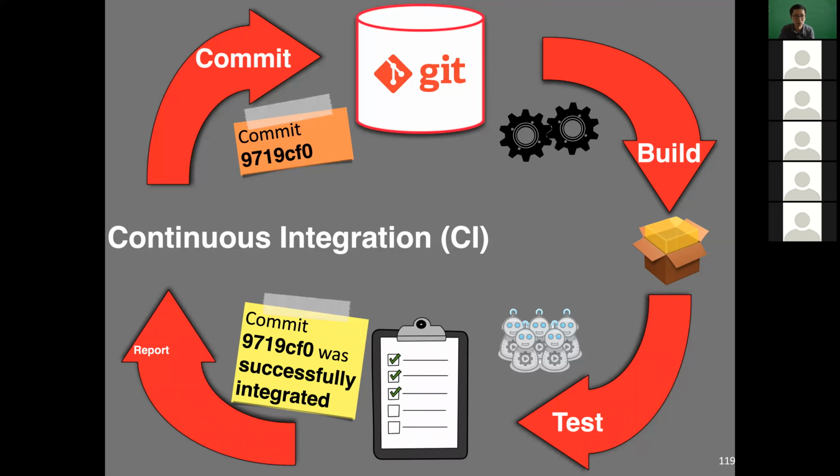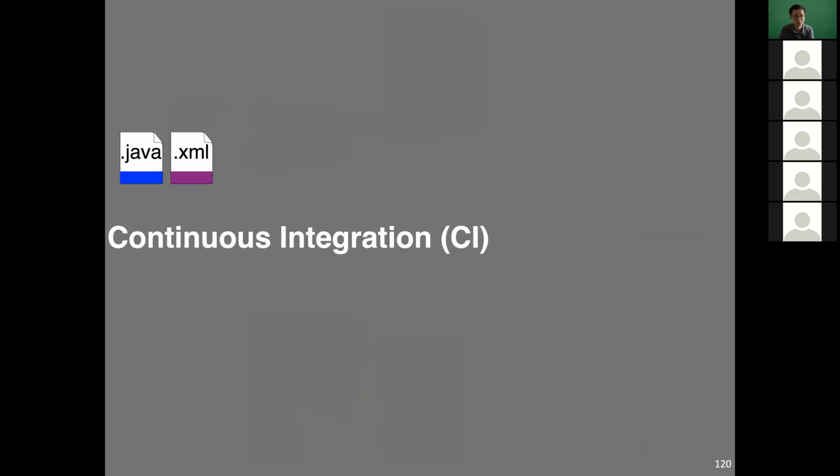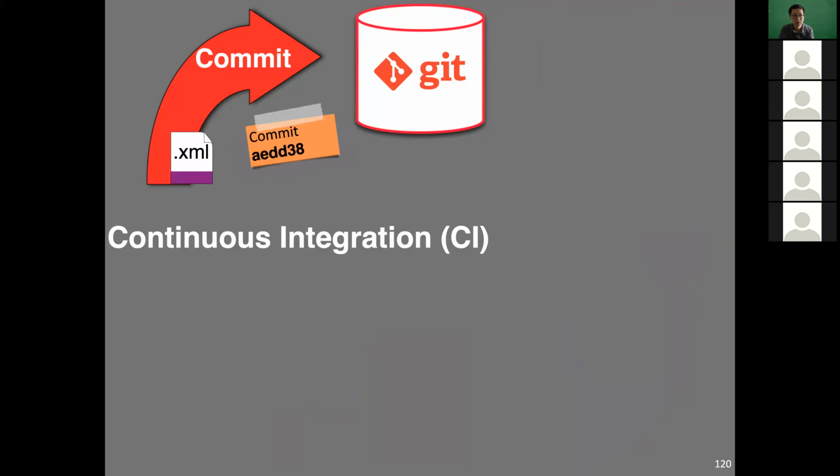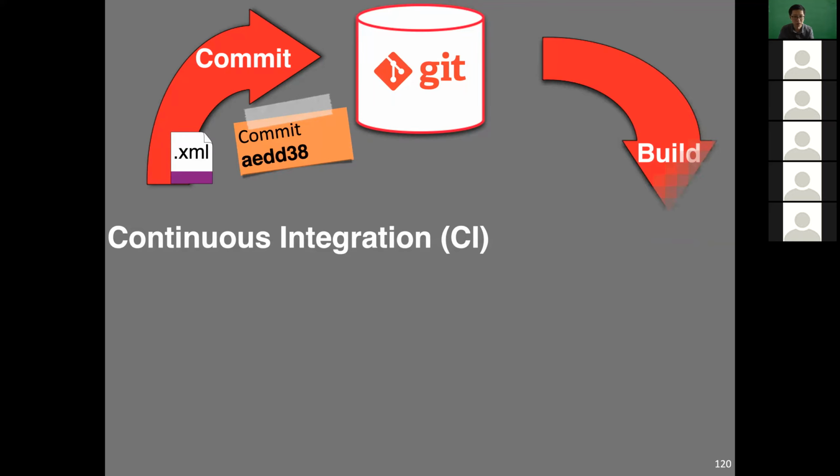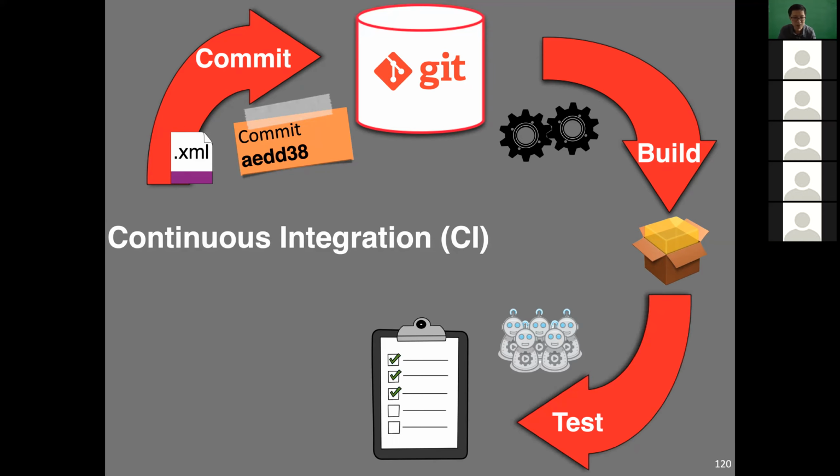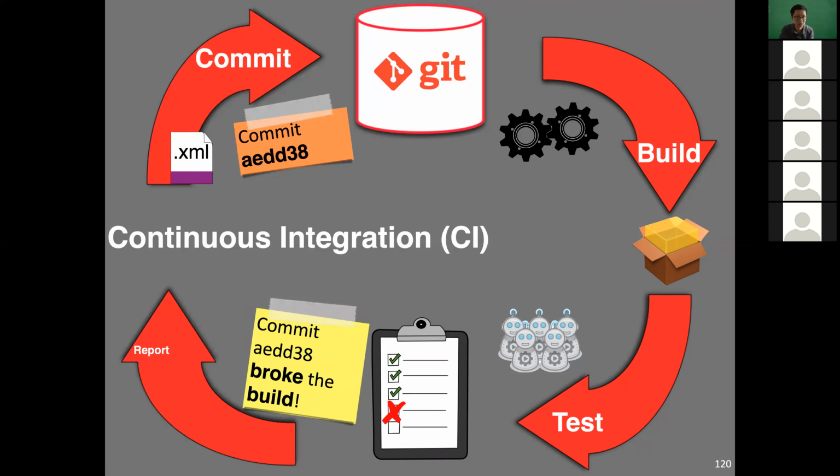Like if you make another commit and you build it and you run a test, you may find that the test broke, the test failed. Then in this case, you cannot commit this change. You need to fix the issues and do another commit. So this is continuous integration, to automate the whole process.